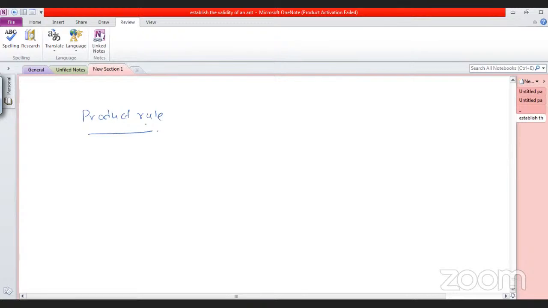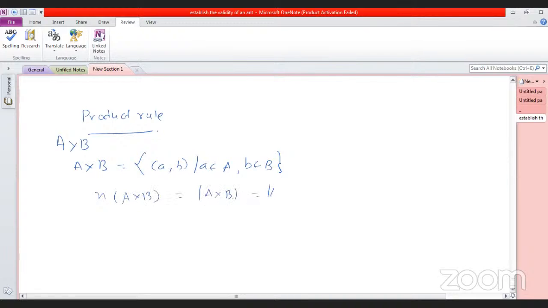Product rule. If A and B are 2 non-empty sets, then the Cartesian product of A and B is denoted by A cross B. It is denoted by A cross B equal to {(a, b) such that a belongs to A and b belongs to B}. The number of elements in the product is given by n(A cross B) is equal to n(A) into n(B). So for instance, let us take some examples here.